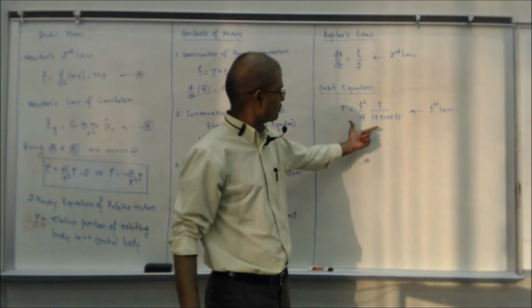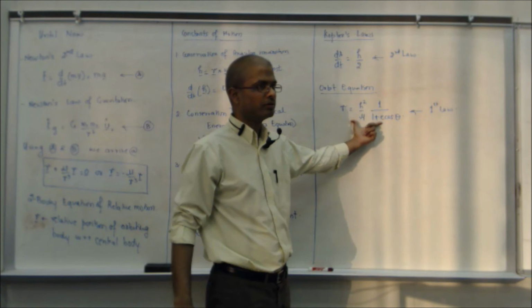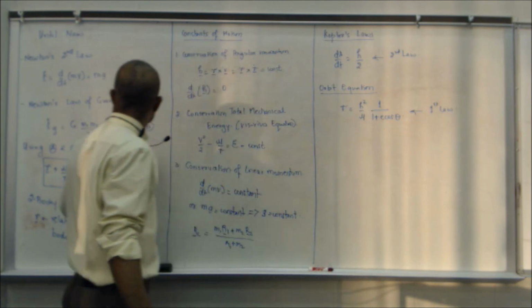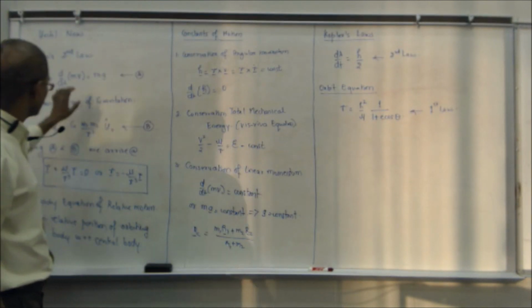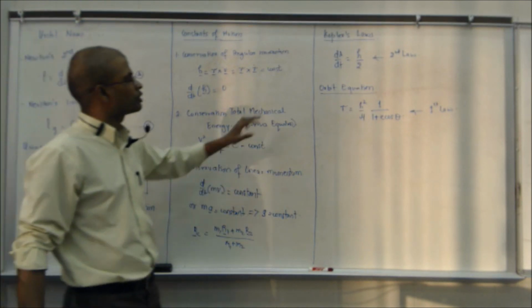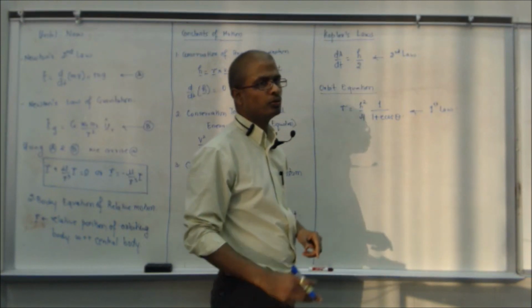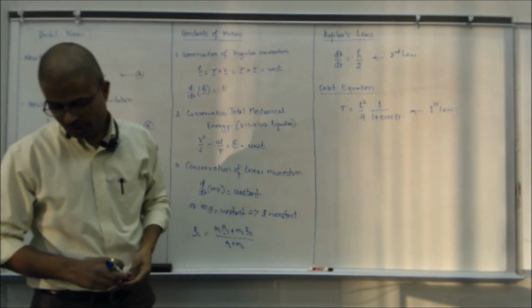Now this is not a law by itself. We arrived at this starting with these two, starting with this. So why do we say it's a law? Even this one, we proved that dA by dt is nothing but h over 2. Why do we say it's a law?